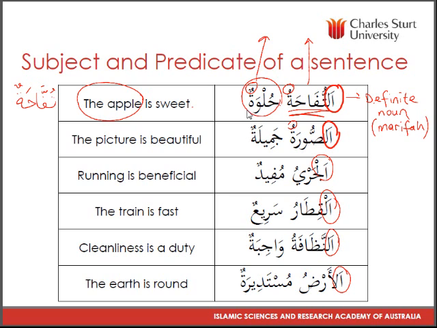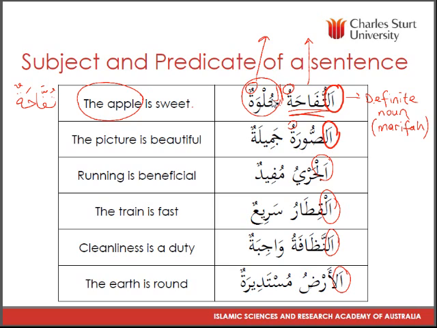And for khabar, for the predicate, you should use what? An indefinite noun. Okay, you cannot use at-tufahatu al-hulwatu. It is not a sentence if you use it that way. It becomes something else. If you say at-tufahatu al-hulwatu, it becomes "the sweet apple." It is an adjective. But when you say at-tufahatu hulwatun, it becomes a sentence: the apple is sweet.